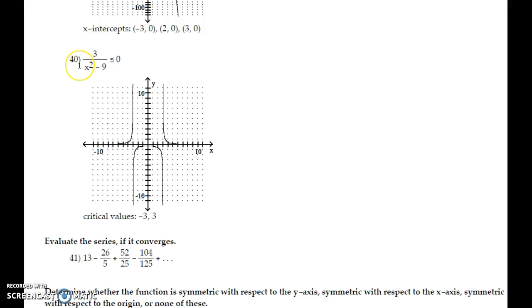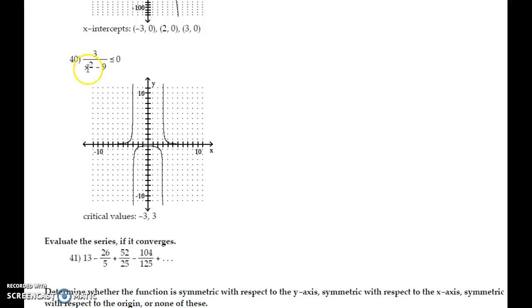I jumped to number 40 just to do one last thing with domain. If you have an equation, like I said in that last one, any x number you should be able to plug in and get a result. And when you can't get a result back, that's why it's not in the domain.